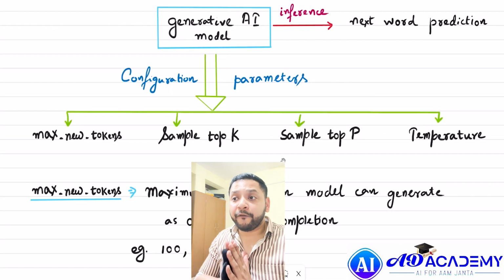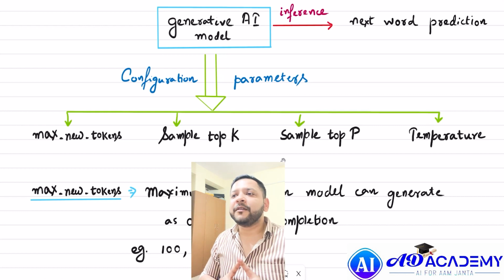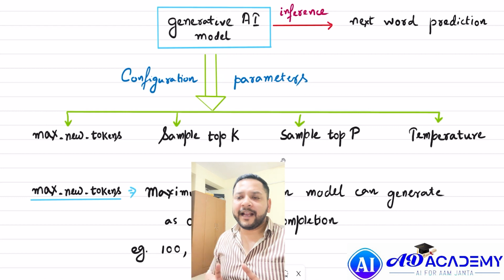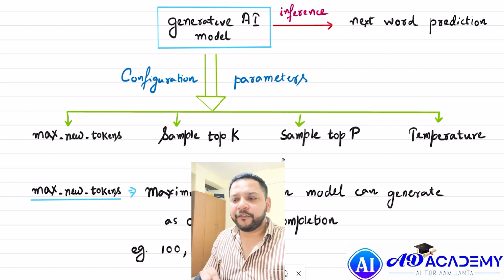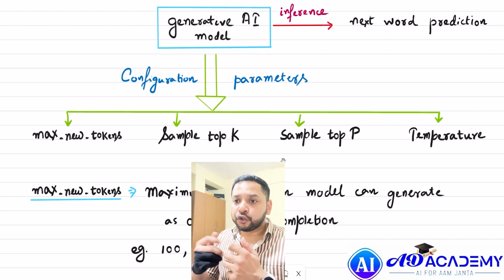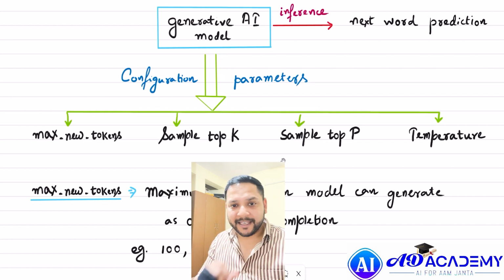Thus these are the four important configuration parameters which you should keep in mind for next word prediction in generative AI during inference, and you have to tune these configuration parameters so that your model works better for your use case.